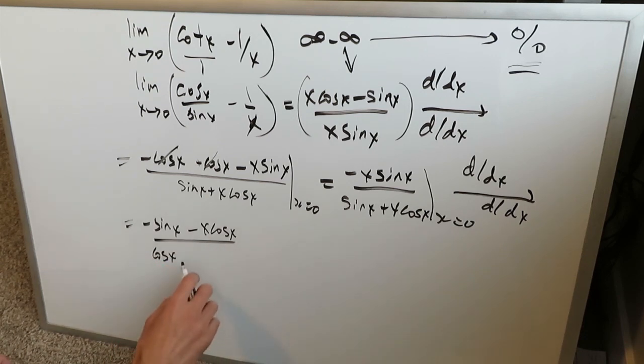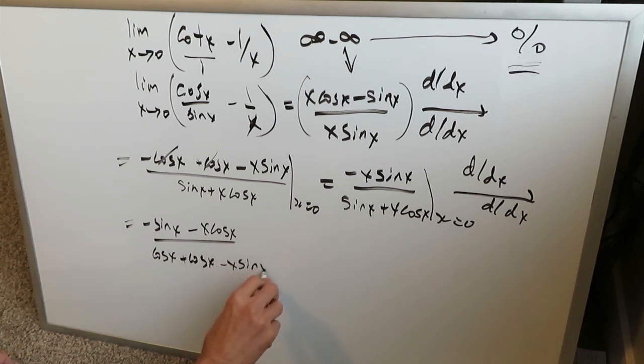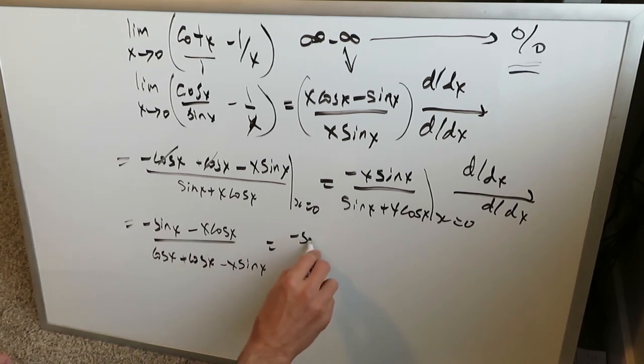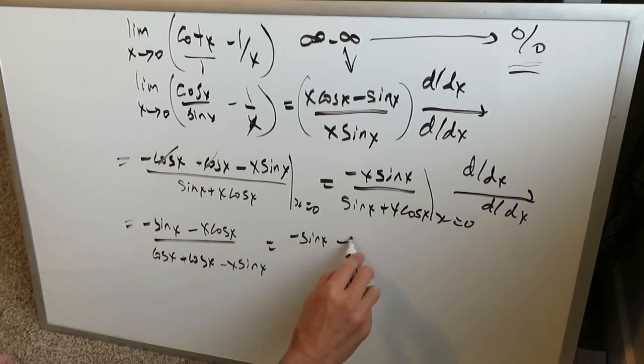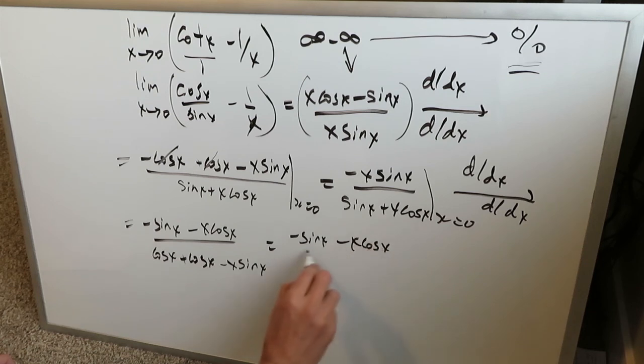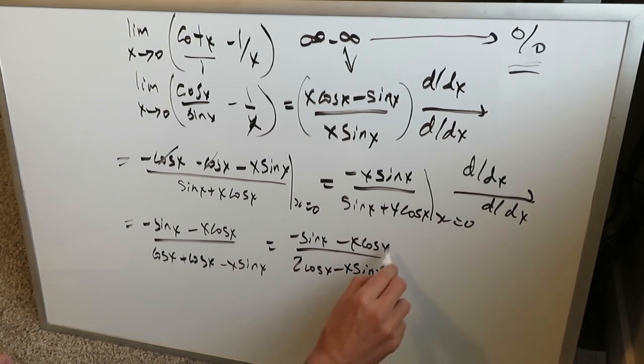Here we would get, I'm just doing this in my head, plus cosine x minus x sine x. When we combine all of these terms, we get minus sine x on the numerator minus x cosine x. In the denominator, we can combine these two terms right here. We get 2 cosine x minus x sine x. Now we can put x equals 0, and this should be where we end up with our final answer.